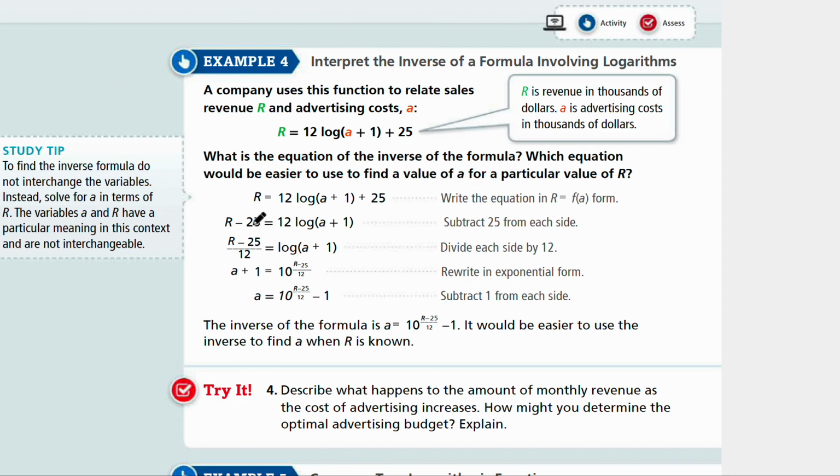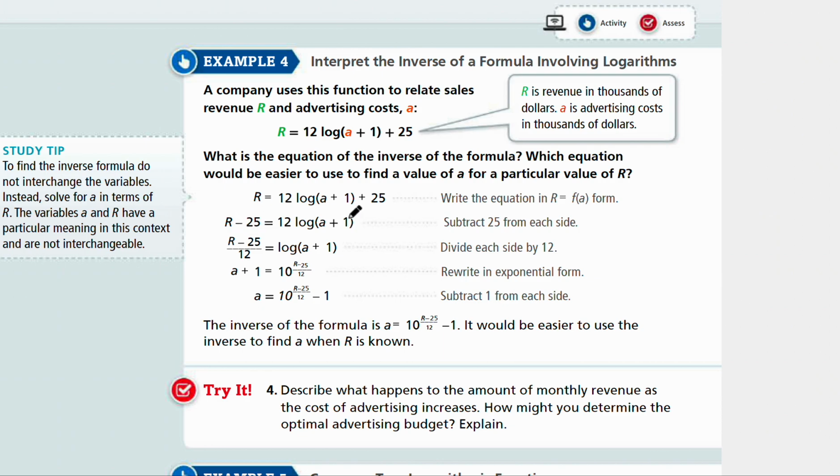So in this case, we're not going to change this equation, because the company uses this function, right? We don't want to change the function and find the inverse where R and A are switched, right? So instead of that, we're just going to solve for A. So this is going to be a solving-for-A type of problem, but it looks like inverse functions because we need to use inverse operations to solve for A, basically.